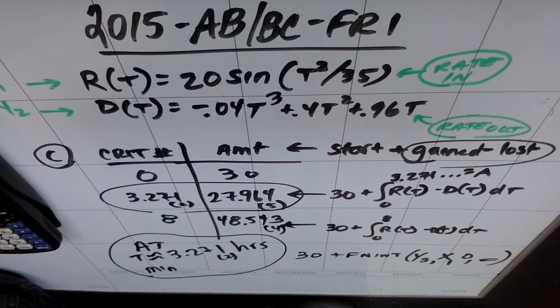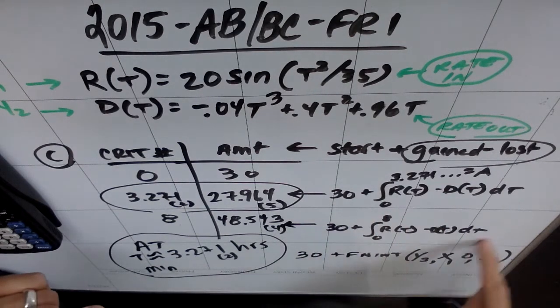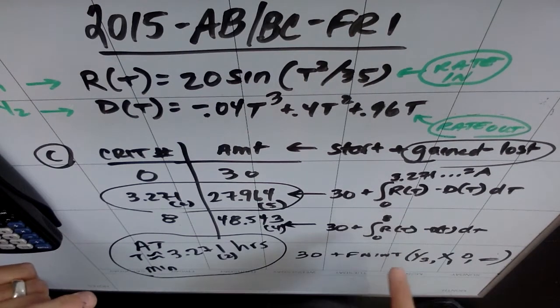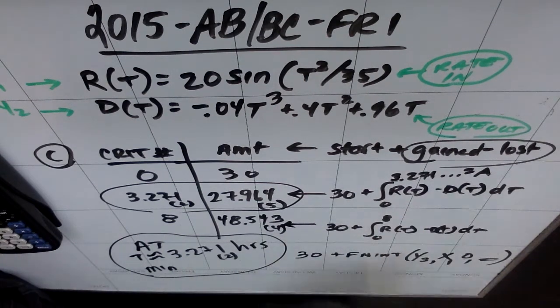For t values greater than 8, water continues to flow into and out of the pipe at the given rates until the pipe overflows. Write but do not solve an equation involving one or more integrals to give the time W when the pipe will overflow. Okay, so it's going to tie into this integral that we already have, except instead of 0 to 8, we're going to be talking about 0 to some mystery time.